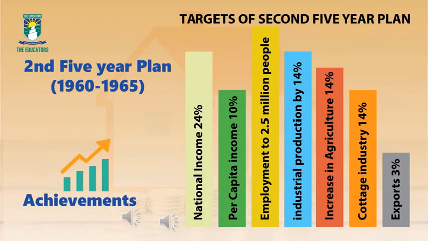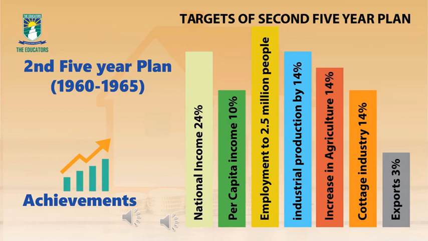Second 5-year plan 1960 to 1965. With the termination of first 5-year plan 1955 to 1960, second 5-year plan was prepared. I will tell you about targets of second 5-year plan. To attain an increase in national income by 24%, to achieve an increase of about 10% in per capita income, to provide the opportunities of employment to 2.5 million people, to get an increase of 14% in agricultural output, to increase industrial production up to 14% in large scale as well as medium scale industries, to increase the industrial production of cottage and small scale industries up to 24%, to increase exports at the rate of 3% annual increase.